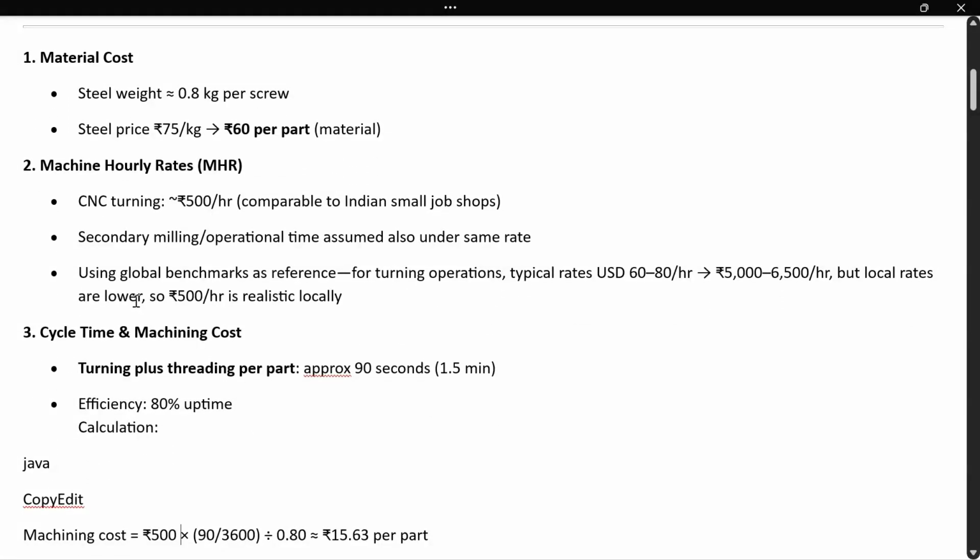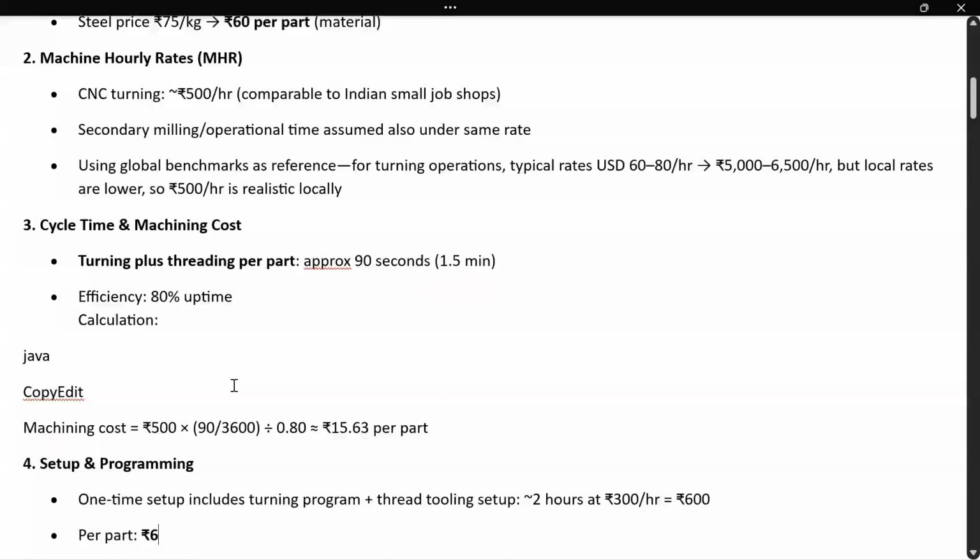Secondary milling operations are consumed under the same process at the same rate, as is typical in the Indian context. Now the important part: cycle time and machining cost. For the lead screw, turning and threading together take approximately 1.5 minutes, and the efficiency is 80% in the calculation.